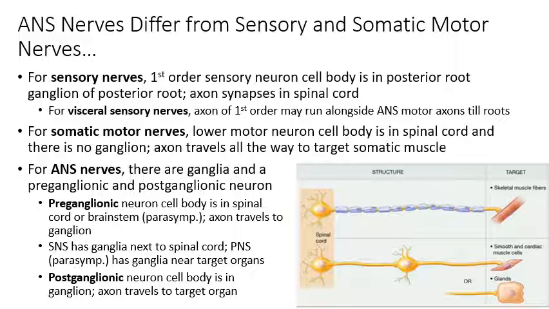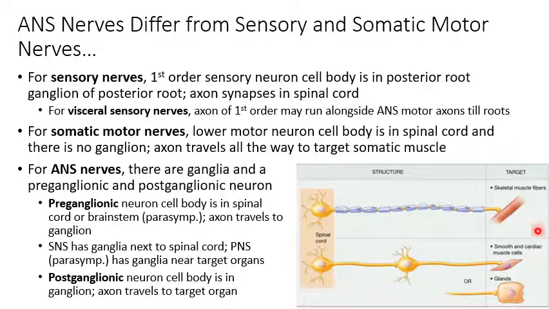So for the autonomic nervous system, the cell body that is in the spinal cord is the preganglionic cell body. Its axon exits the spinal cord and travels to a ganglion. In that ganglion, you have the cell body for the postganglionic neuron, and that neuron's axon will leave the ganglion and travel to the target organ that is being innervated.